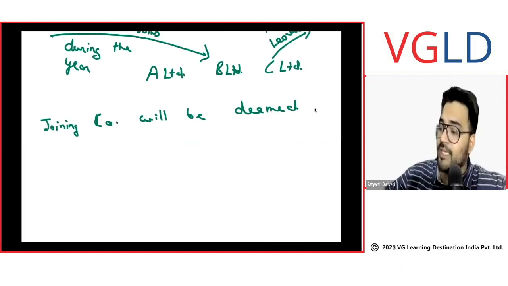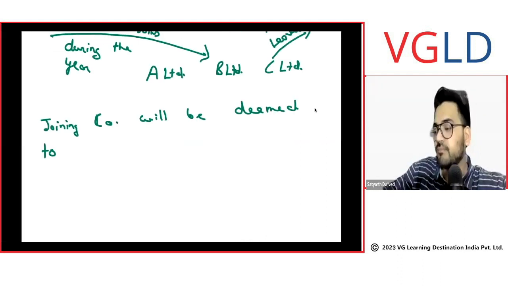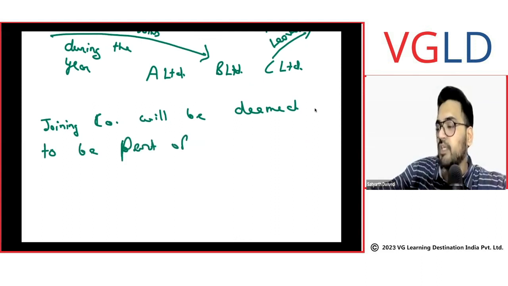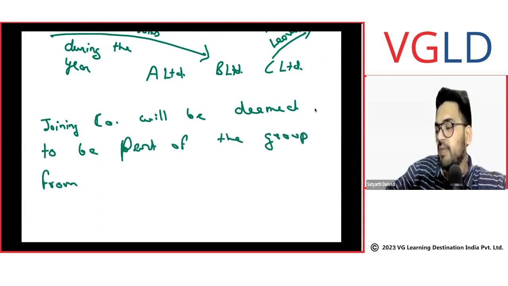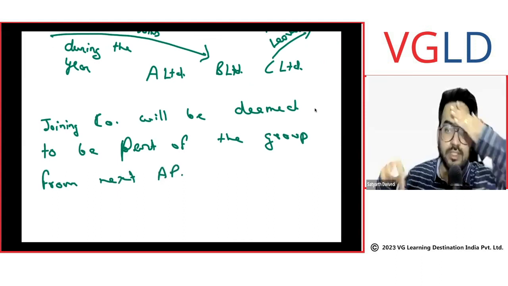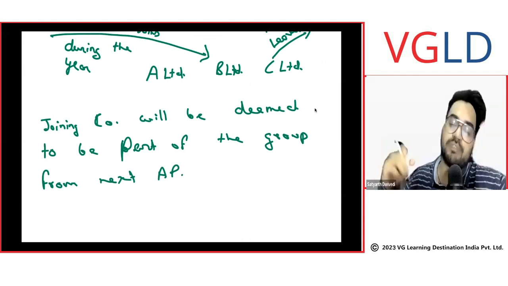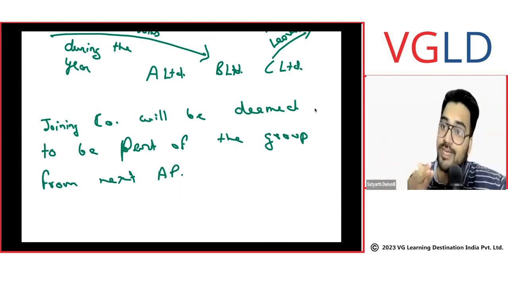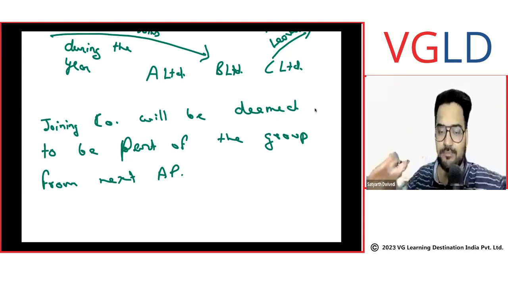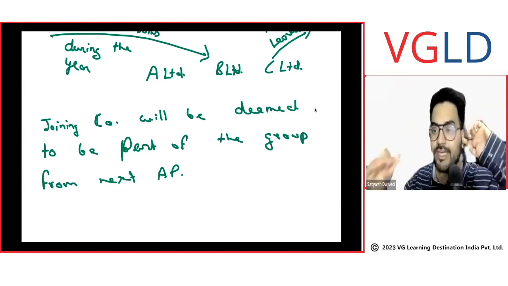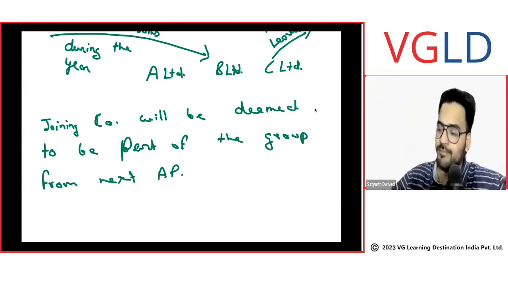joining company will be deemed to be part of the group from the next AP, not this AP. The one you are considering, the company which joins, you will not consider that as part of the AP. So your threshold is still larger, right? The threshold of 1.5 million is larger.